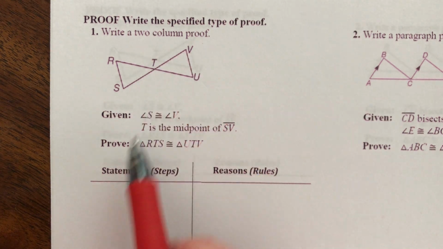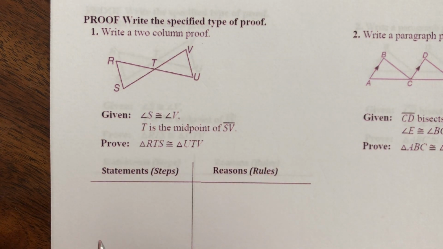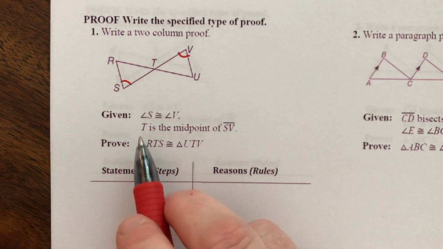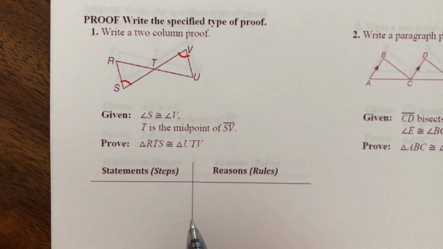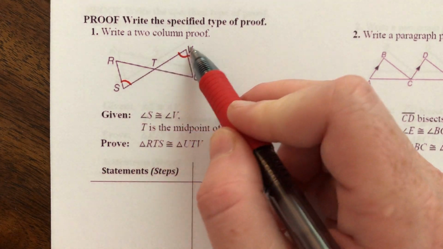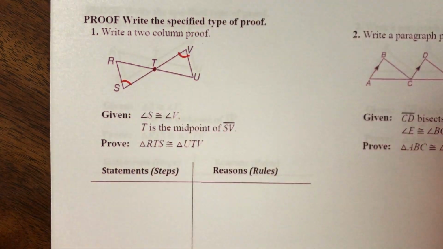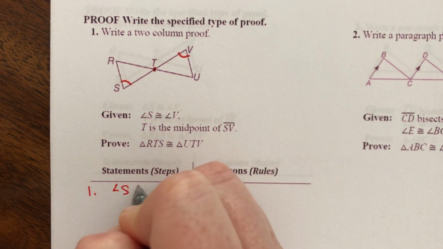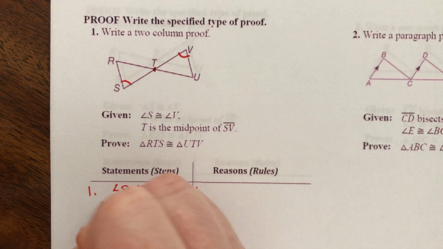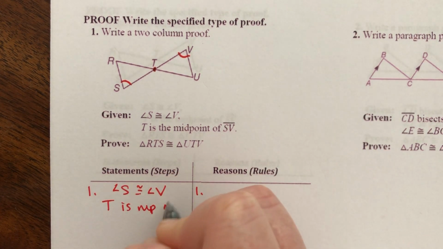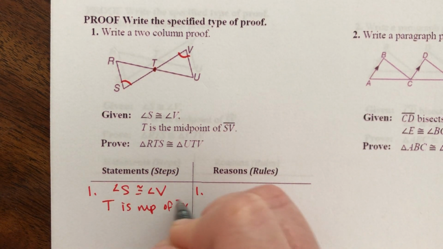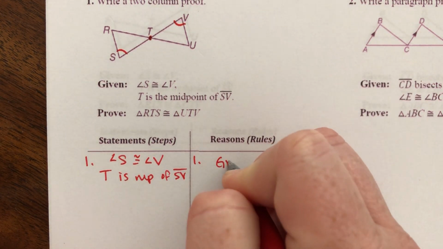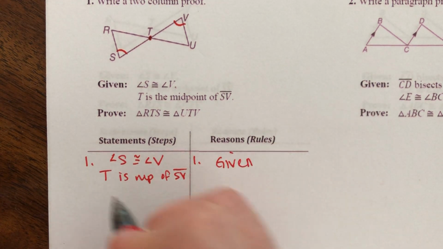Here's our diagram. So it tells us S and V are congruent. So here's angle S, here's angle V. And it also says that T is the midpoint of SV. So SV is this entire line. T is in the exact center, right? So step 1, I want to list that. Angle S is congruent to angle V, and T is the midpoint of SV. I'm abbreviating a little bit. And the rule I'm using for number 1 is because that's what was given to me.